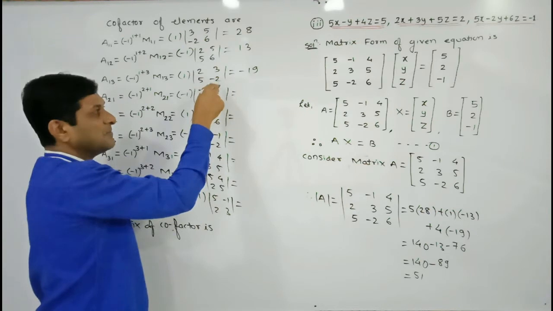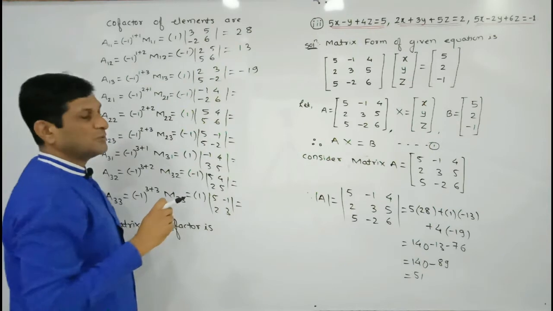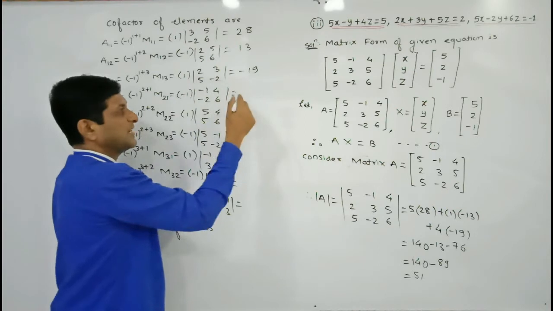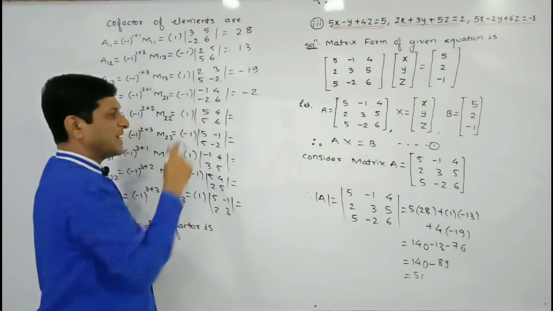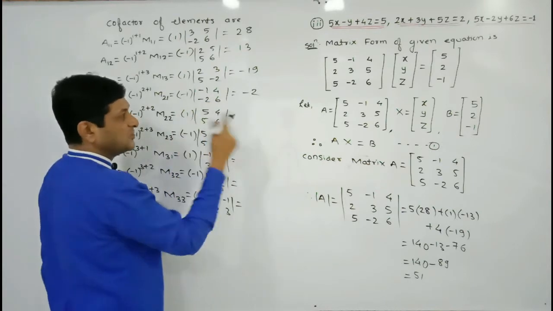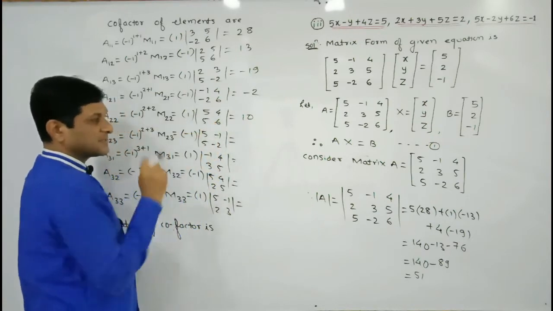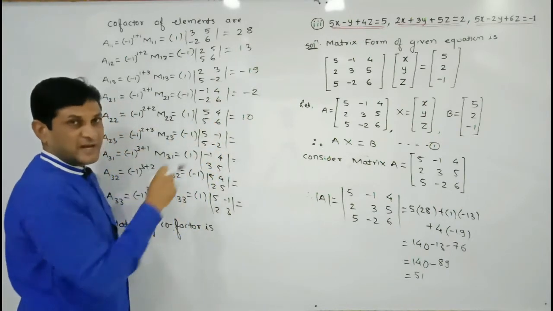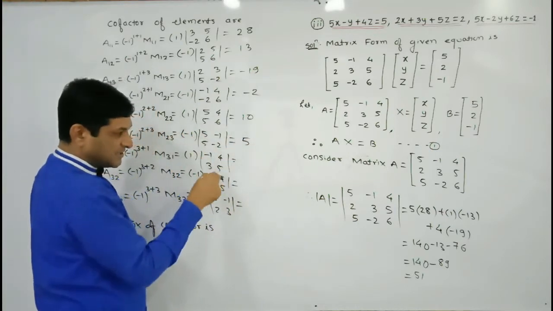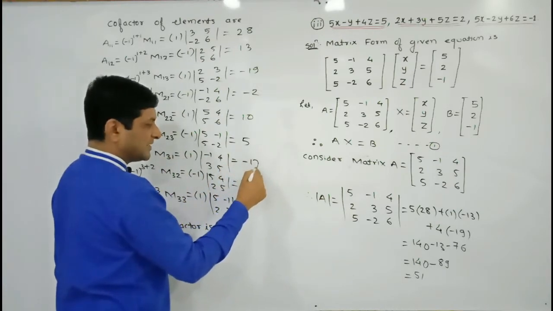Here minus 6 minus minus, plus 8. Minus 6 plus 8 will be equal to 2, and 2 into minus 1 is minus 2. Here 30 minus 20 will be equal to 10, 10 into 1 will be 10. Now see what we are getting: minus 10 minus minus means plus 5. Minus 10 plus 5 is minus 5. Minus 5 into minus 1 is plus 5. Minus 5 minus 12 is minus 17. Minus 17 into 1 will be minus 17.